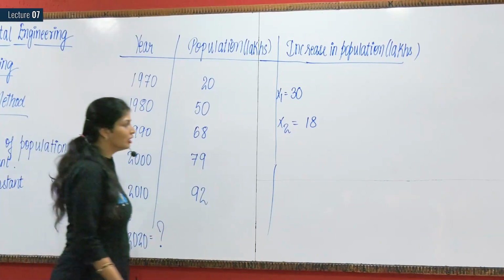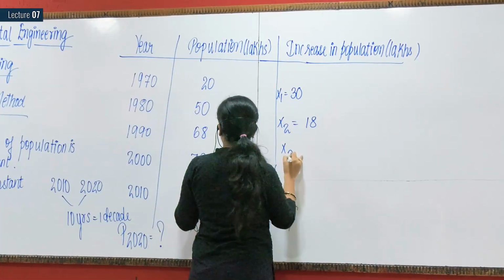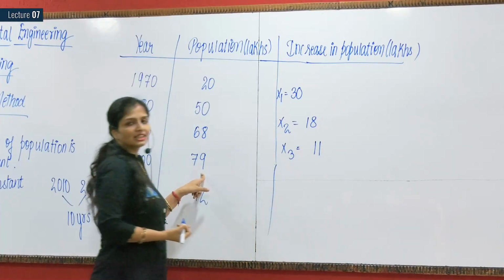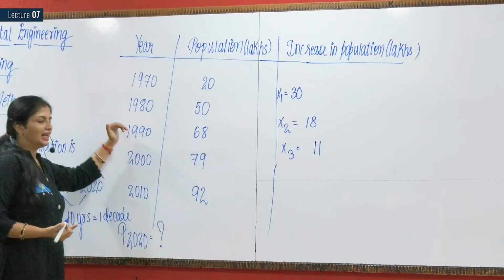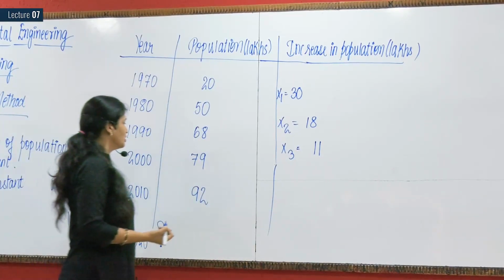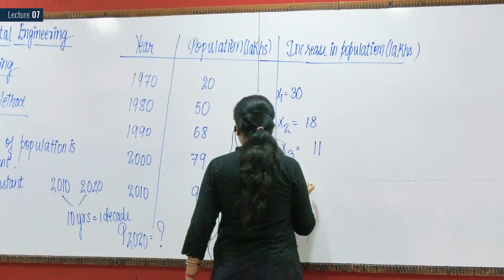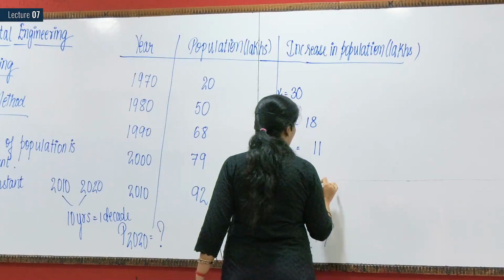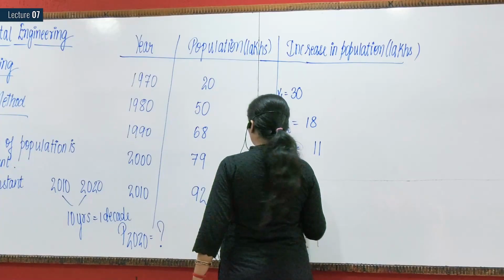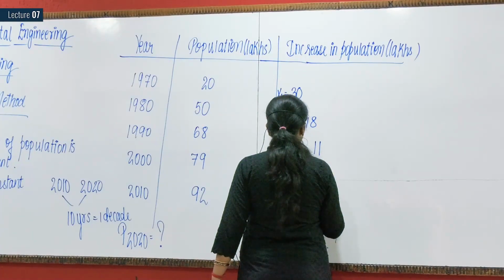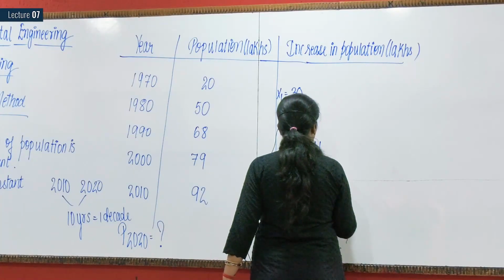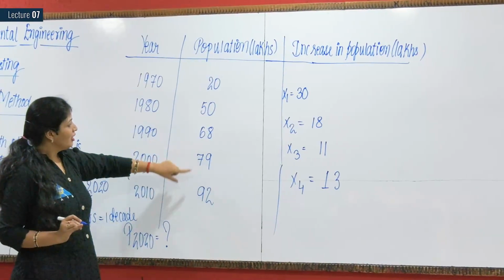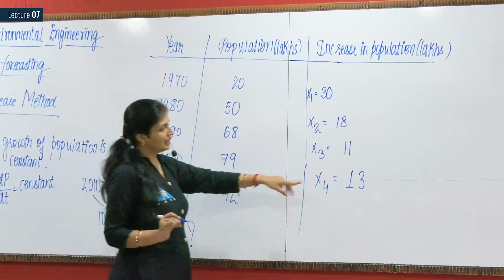Similarly, you can calculate it here also. What is this? Here it is 79 minus 68. So you will get it here as 11. 11 lakhs was the increase in population from 1990 to 2000. Similarly, the last one is how much? 92 minus 79. So this is 12 minus 9 and this is 8 minus 7. 8 minus 7 will make 1 and 12 minus 9 will make 3. Fine? Getting it? So from 79 to 92, there was an increase of 13 lakhs.